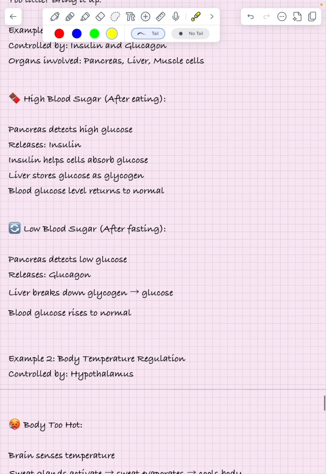But what if we have low blood sugar after fasting? Our pancreas is going to detect that we have a low blood sugar. Then it's going to send glucagon. Glucagon is going to break the glycogen back to glucose, and it's going to be in our blood again. Then our blood glucose rises to normal, and there we go. The negative feedback loop finishes.